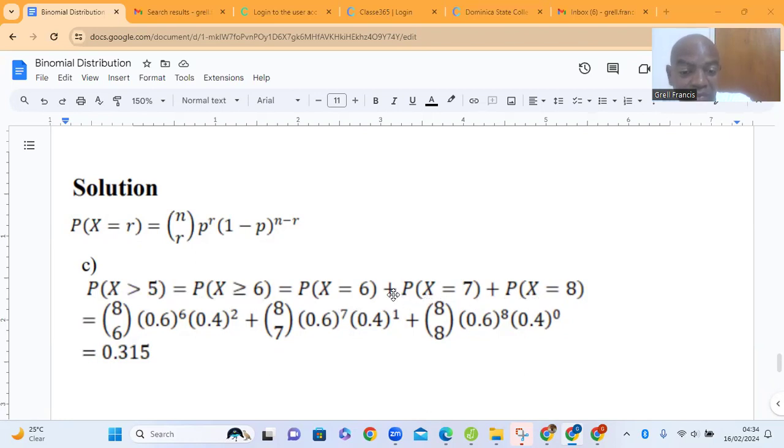So therefore, or means we've got a plus. We've got to apply this formula 3 times for 6, for 7, and for 8, and we add them. So as you can see, it's 8 combination 6, 0.6 raised to the 6, 0.4 raised to the 2, because 8 minus 6 is 2, and 1 minus 0.6 is 0.4. Then 8 combination 7, 0.6 raised to the 7, 0.4 raised to the 1, and 8 combination 8, 0.6 raised to the 8, and 0.4 raised to the 0. And when this has been calculated, we get a value of 0.315.